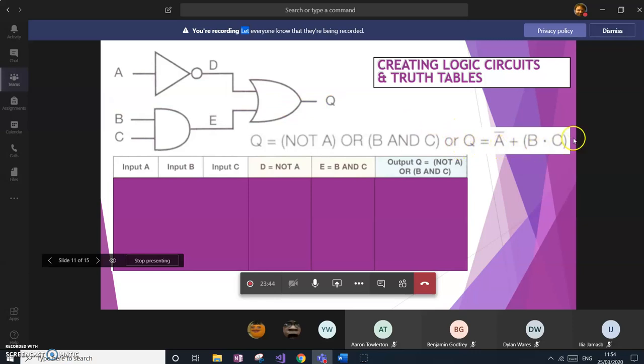Sometimes they might give you the Boolean expression and then ask you to construct the logic circuit diagram from that. So make sure you follow the order of precedence, and the brackets will help you do that in terms of constructing the circuit. Right, let's have a look at the truth table now.